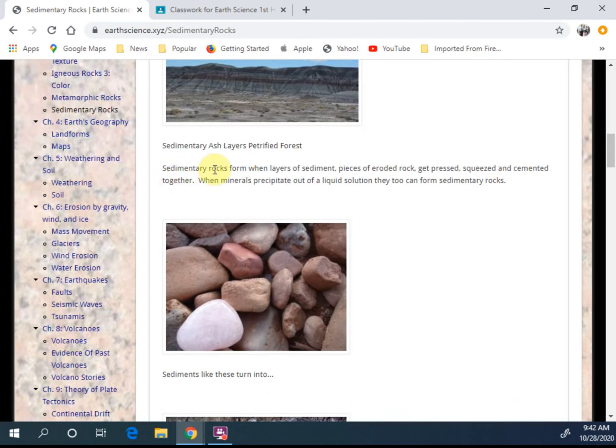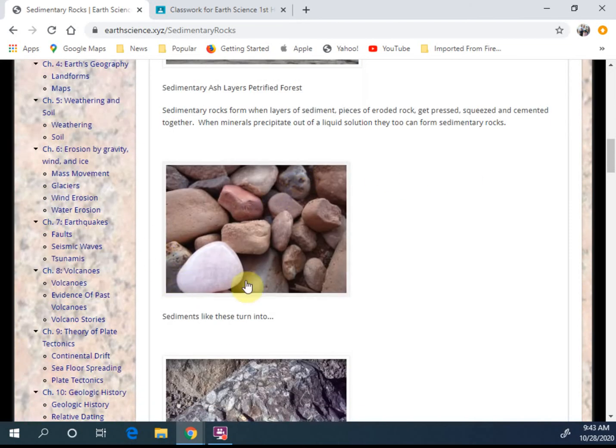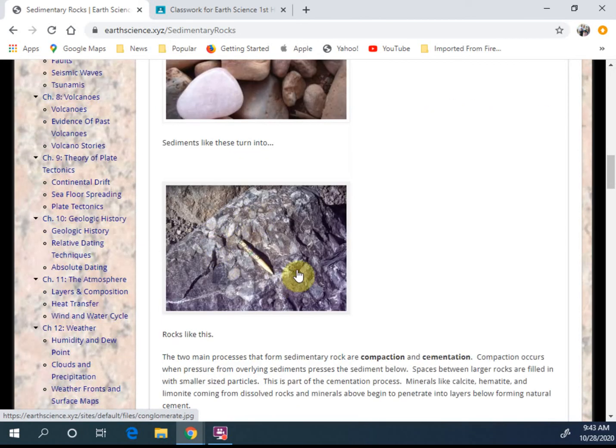Sedimentary rocks form when layers of sediment, pieces of eroded rock, get pressed, squeezed, and cemented together. When minerals precipitate out of liquid solution, they can also form a sedimentary rock, like caves, for example, the stalactites and stalagmites. That's what this would be part of. So, for example, you take sediments like this, gravels, and you turn it into this, conglomerates. That is a pen for scale to show you the size of these.